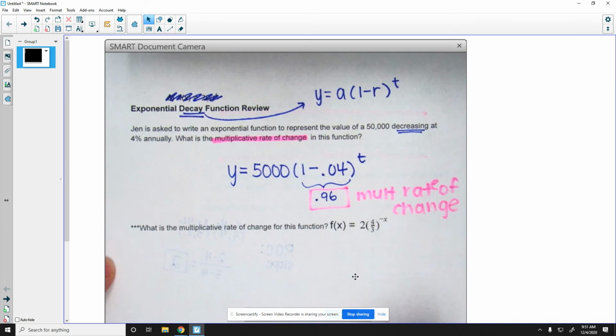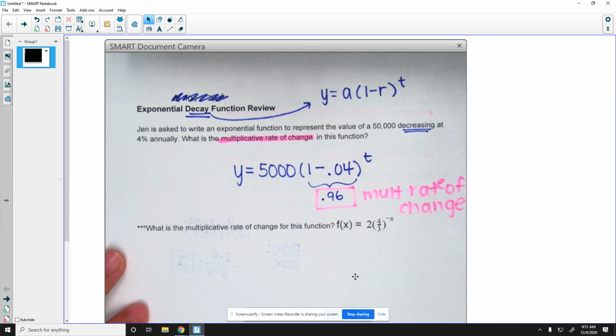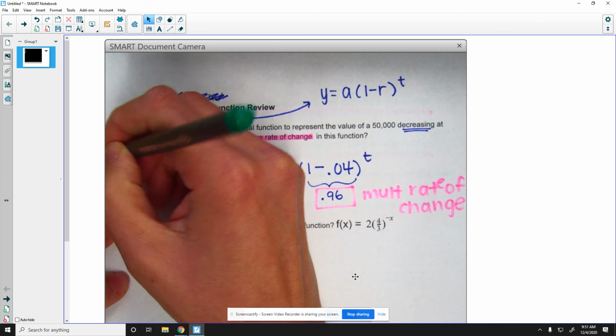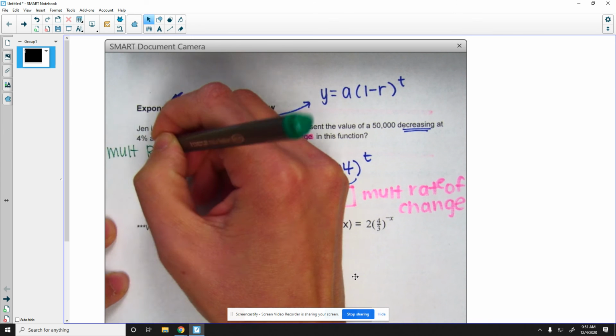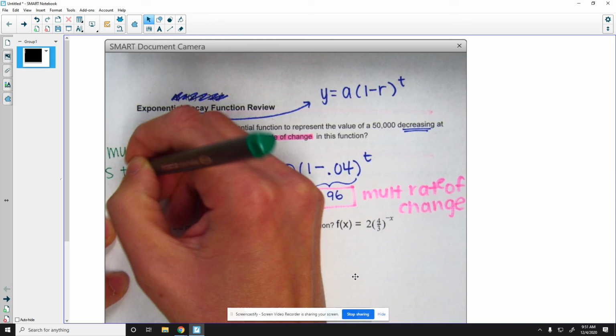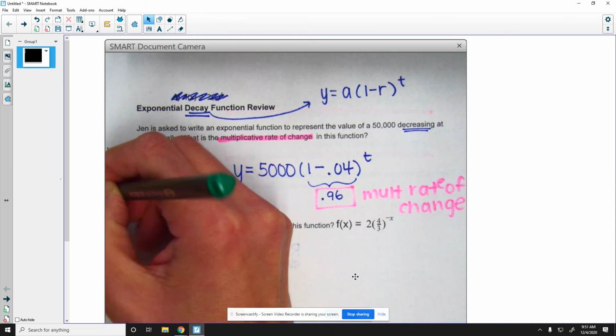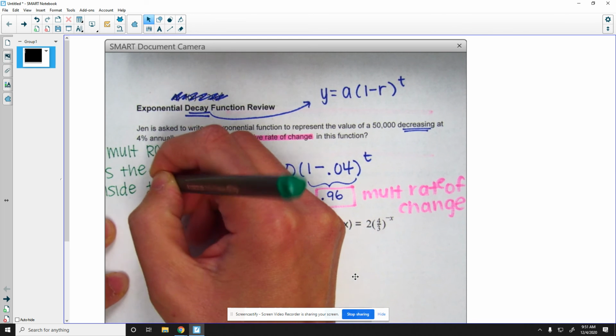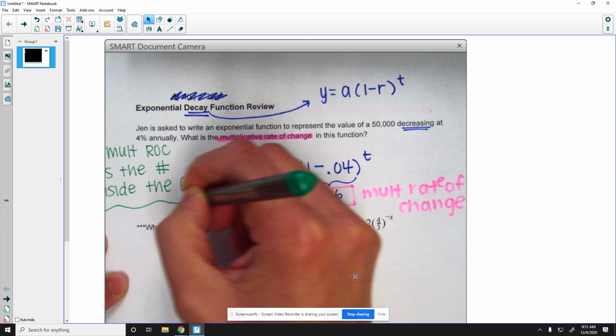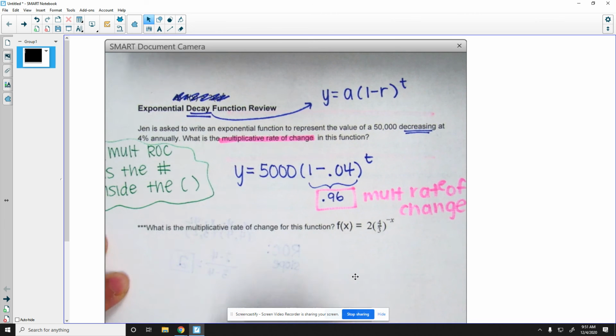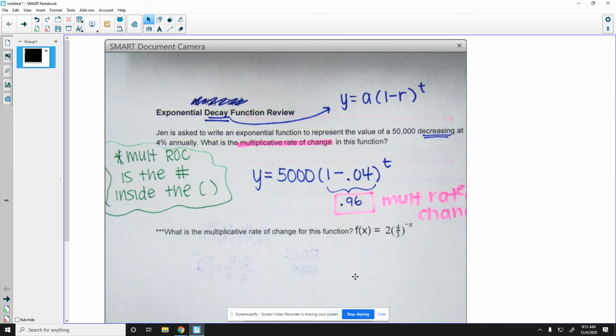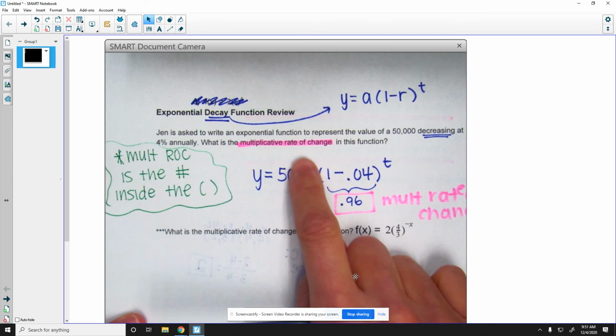Okay, so basically what you really need to know and remember is what I'm going to write right here. The multiplicative rate of change is the number inside the parentheses. So it's the simplified number. It's not the 1 minus or the 1 plus. After you simplify it, it's that one number. That's what you would call the multiplicative rate of change. That's your new kind of vocab.